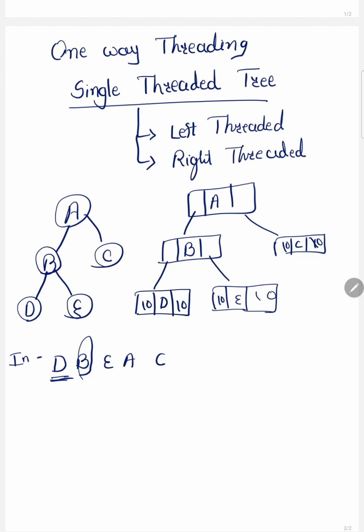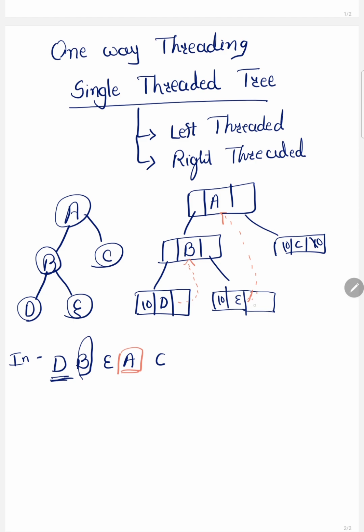So we are going to replace this right pointer with the in-order successor. That's called my thread, right? Then in a similar way, the successor of E is A, so this null pointer is replaced with this. So this is my thread.